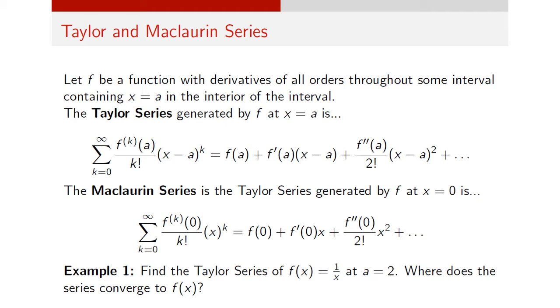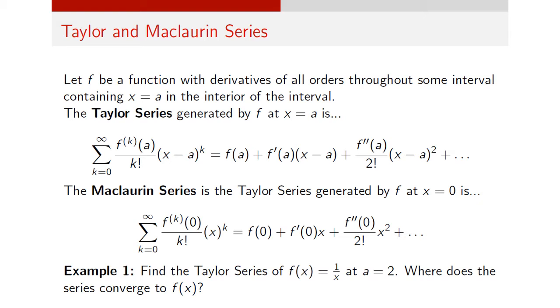A Maclaurin series is simply a Taylor series where the a is 0. So I'm replacing a equals 0 throughout the formula, and this is what I get. Notice it simplifies quite a lot. So a Maclaurin series is a special case of the Taylor series. So every Maclaurin series is a Taylor series, but not all Taylor series are Maclaurin series.